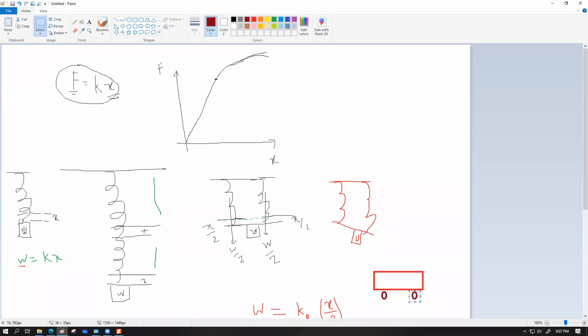Upwards. Exactly, that's the elastic force. That elastic force is developing within the spring because the spring is now extended. The spring is trying to get back to its original shape. So from the extended scenario, it is trying to get back to its original shape. That's why it is producing an upward force.